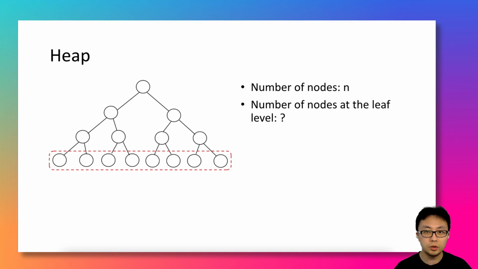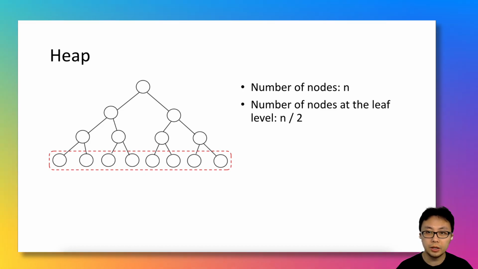Second, given a heap, if we assume that its leaf level is fully filled up, the number of nodes at the leaf level is in proportion to the number of the total nodes at a fixed rate. In short, if there are n nodes in total in a heap, the number of nodes at the leaf level can be estimated as n divided by 2. You can prove this via induction if you want.